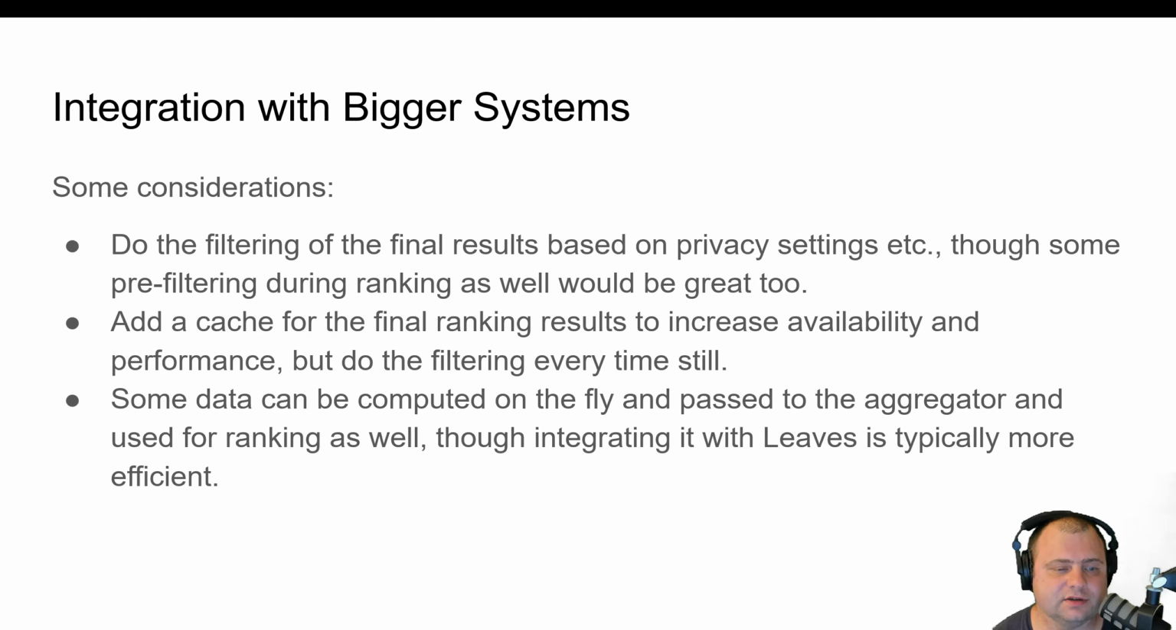And then you also want to add some caching for final ranking results, to increase availability and performance, but you still want to do some filtering in real time once you fetch the suggestion and compute what to show to the user. Because if you computed it, say, 10 hours ago and cached it, it's great that you have those suggestions, but maybe user settings have changed and you cannot just use the results now. You need to redo those privacy checks before showing it to the user.